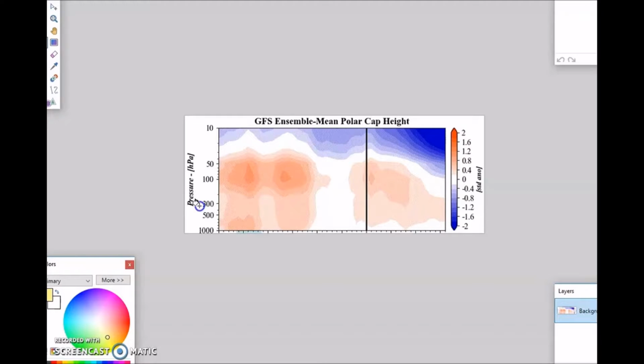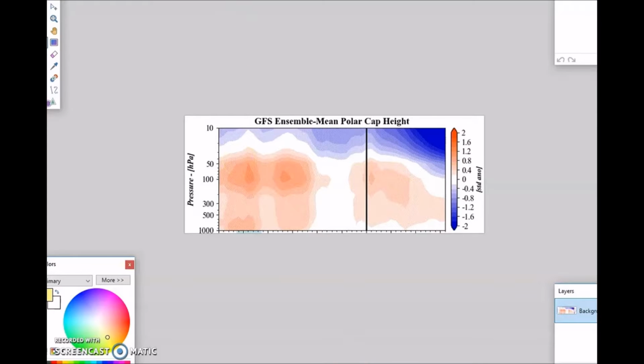The positive polar cap height anomalies in the mid and lower troposphere are predicted to strengthen as warm temperatures and positive height anomalies are pushed into the Arctic from Greenland. This should cause the AO to turn negative for at least a short period, and this is something to watch in the coming weeks, with possible cool weather for the eastern U.S.